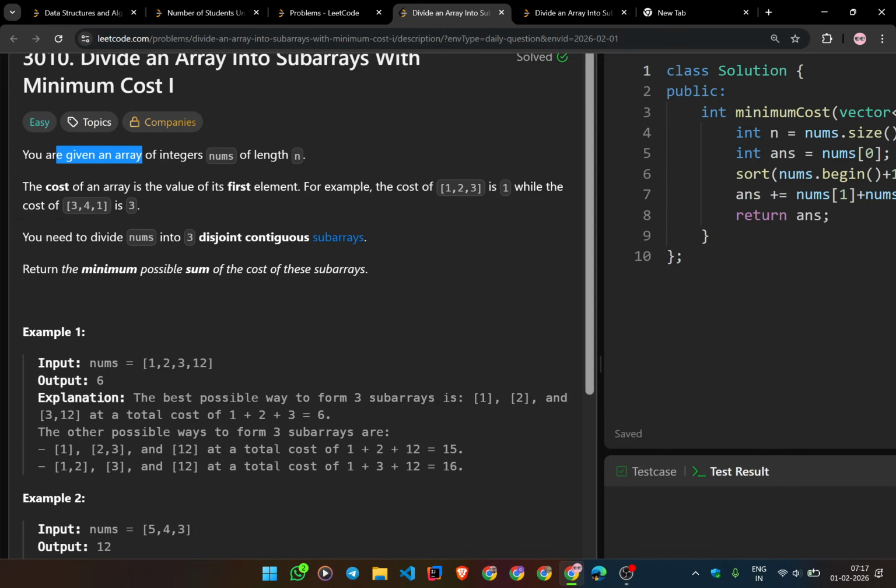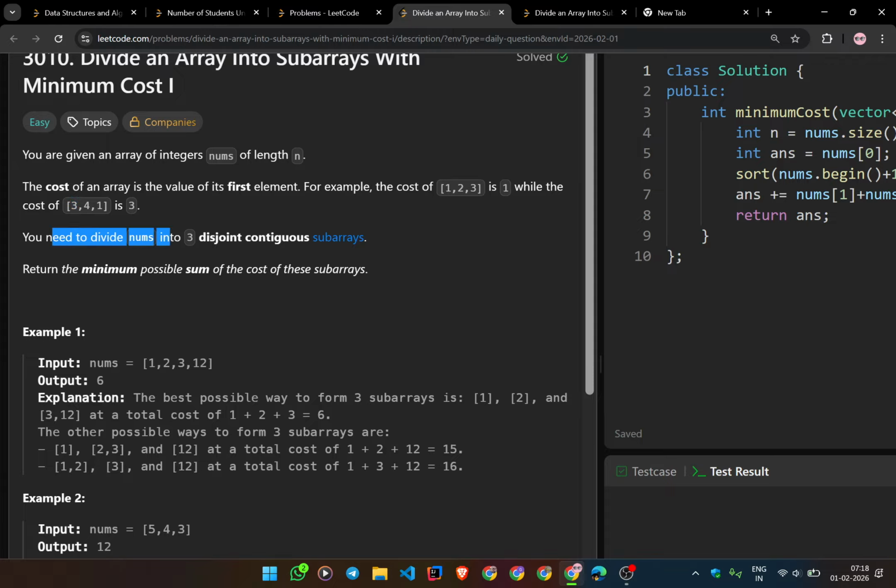You are given an array of integers nums of length n. The cost of an array is the value of its first element. For example, the cost of [1, 2, 3] is 1, while the cost of [3, 4, 1] is 3. So the cost of every array should be its first element.